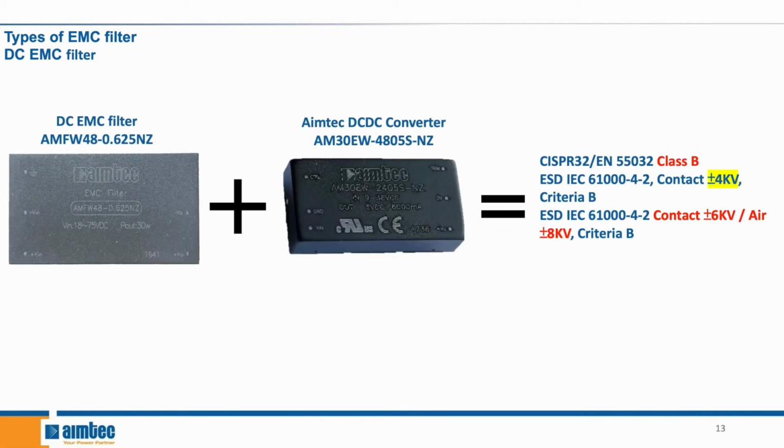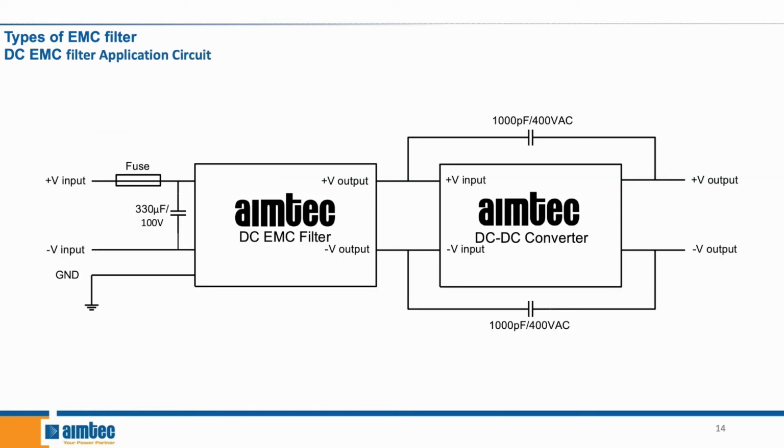So just as for the AC-DC EMC filter, the DC-DC EMC filter needs to be placed in front of the Aimtec converter, which in this case is a DC-DC converter. If we integrate the EMC filter, we can actually bring the EMI performance from Class A to Class B and make the system able to withstand plus or minus 6 kV of contact electrostatic discharge and plus or minus 8 kV of air electrostatic discharge. And again, this is the typical application circuit that you also find in the datasheet.